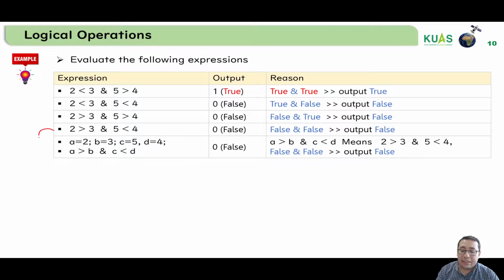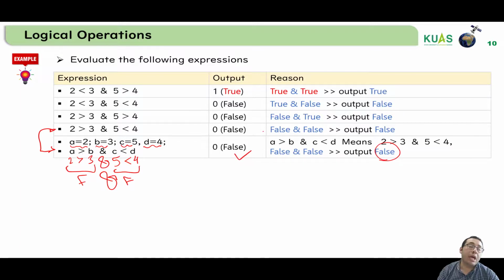And this is exactly the same as this one, but instead of using numbers, we use variables and we check the variables. So for example, we check A equal 2, B equal 3, C equal 5, D equal 4. So we ask A greater than B and C less than D. So A, which is 2, is greater than B, which is 3, and C, which is 5, is less than 4. So 2 greater than 3, that's false. 5 less than 4, that's false. So false and false, the output will be false. So we have a false output. All these cases are for the AND.